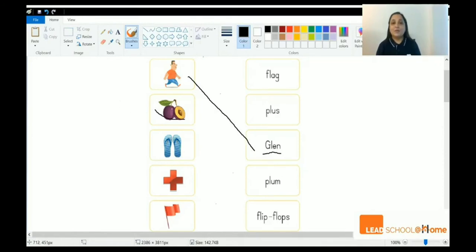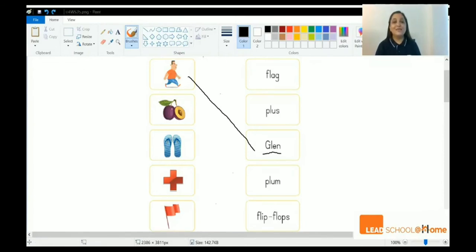Now tell me, what is this? Yes, this is plum. Now think of the blends of the word plum. Yes, plum. And which letter sound after that? Plum. Yes, and what is the end sound? Plum. So, now you know the letter sounds of the word plum. Look at the words and see where you can find plum.